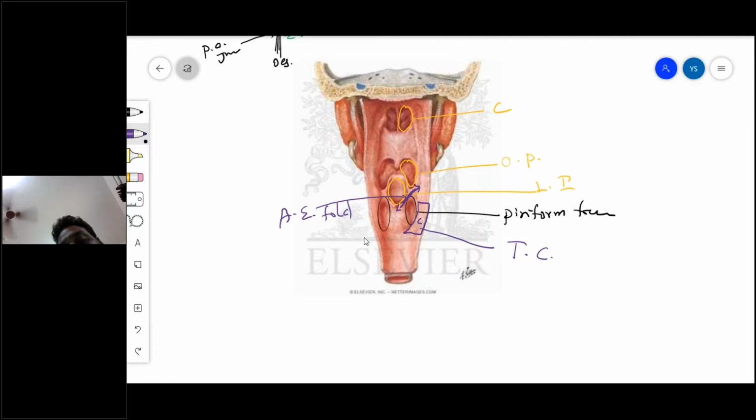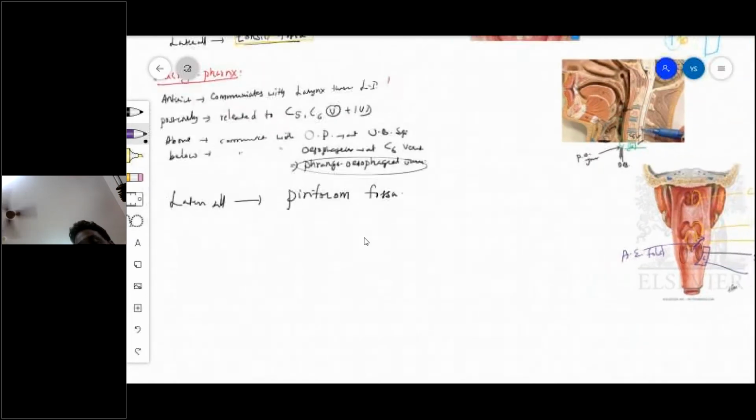These two are the boundaries of the pyriform fossa. Exact location: on either side of the laryngeal inlet. So this is about the pyriform fossa. We can see it along the lateral wall.